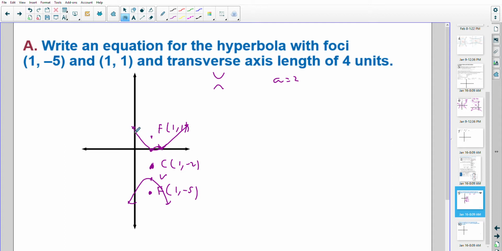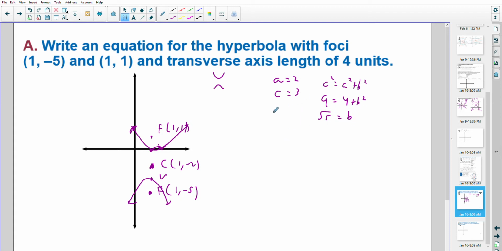All right, so I have the orientation, I have my A, I just have to get my B. Now, I also know my C. My C is the length from the center to the focus, which is going to equal 3. I remember C squared equals A squared plus B squared. Substitute in. 9 equals 4 plus B squared. And solve for B and get square root of 5.